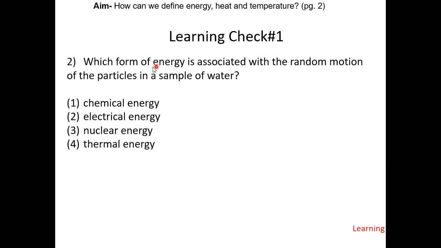Learning check number 1. Which form of energy is associated with random motion of particles in a sample of water? Pause the video and resume once completed. So the answer is choice 4, thermal energy.